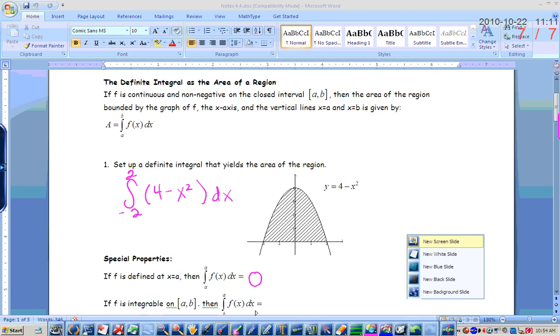Okay, if f is integrable on a to b, then the integral from b to a, you read it bottom to top, equals the negative of the integral from a to b of f of x dx. That's just a property. There's a proof of it in your book.